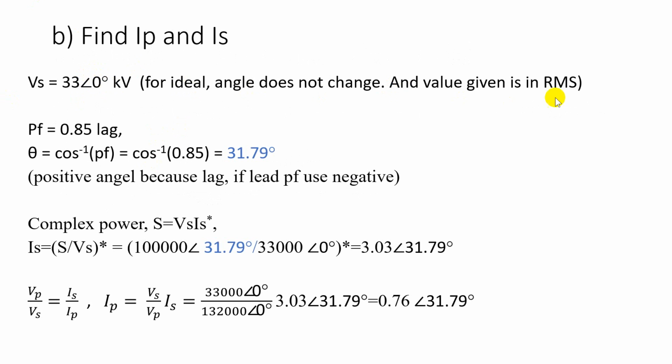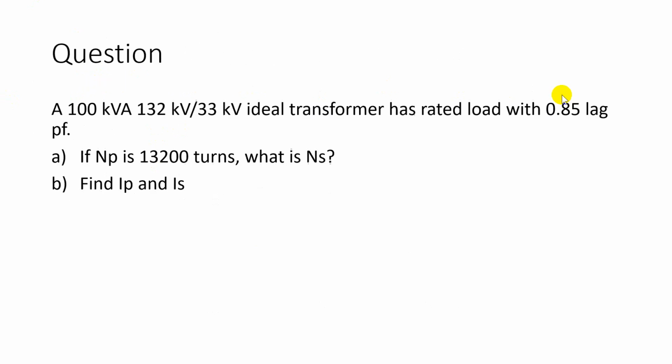The value given is in RMS. This is important. If they give it like this, it's usually already in RMS, even though the unit does not say RMS. All values are given in RMS, except in the time domain, which has sin or cos of omega t. That one you have to convert to VRMS first by dividing by square root 2, unless the unit is already RMS. So you have to be careful. But for this one it is automatically RMS.